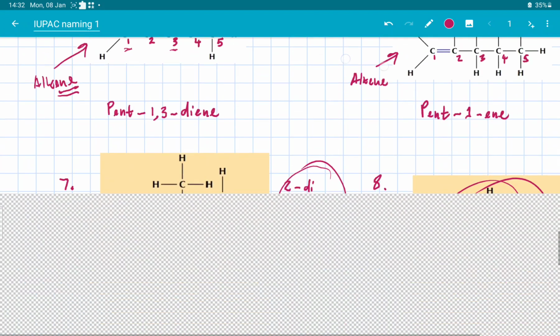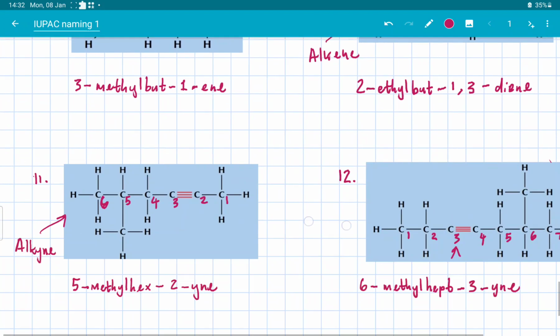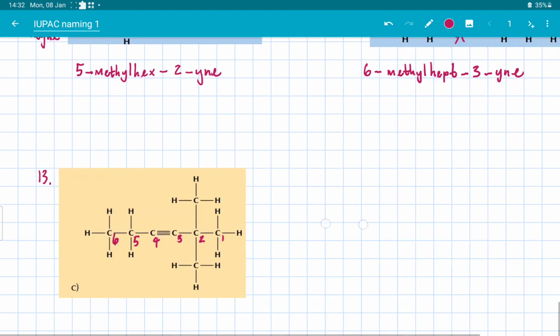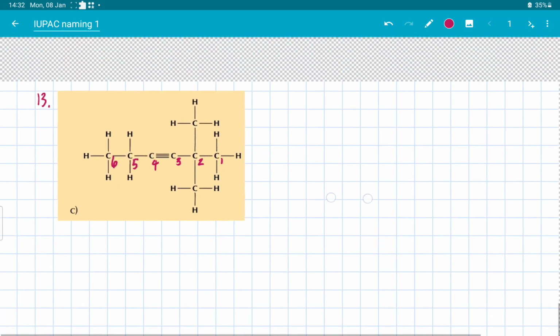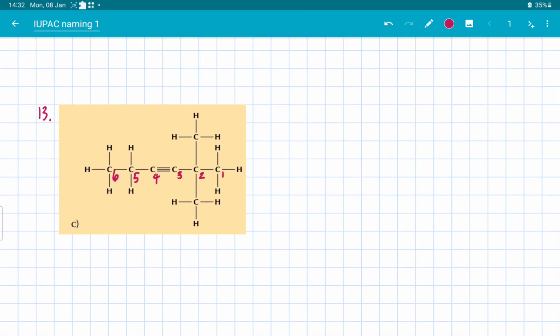So going back to example 13. Because now I've started on the right hand side, it means at carbon 2 I have two methyls. Now this is very interesting and unique. When you name, you mention a position for each branch or side chain.